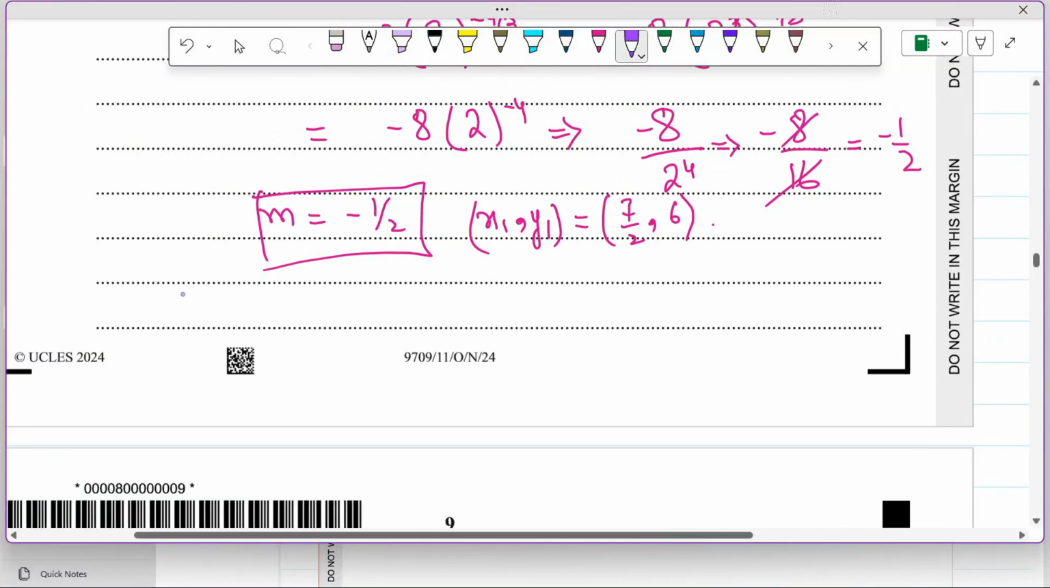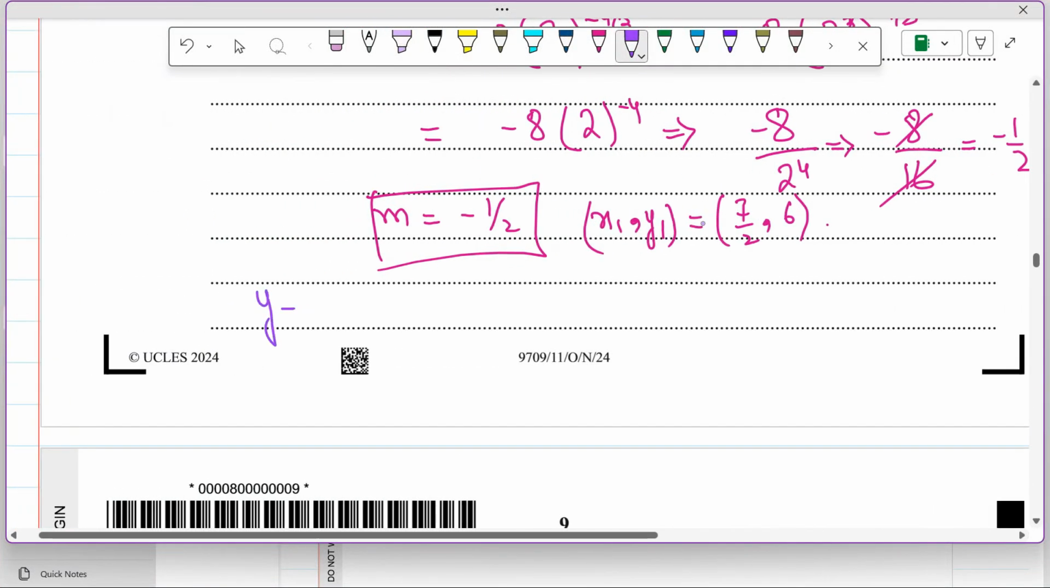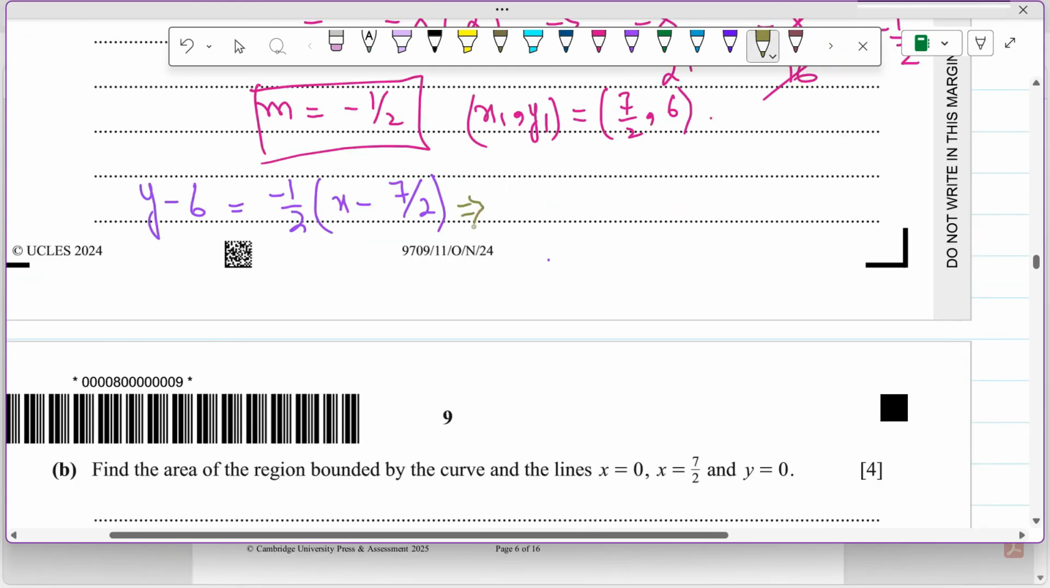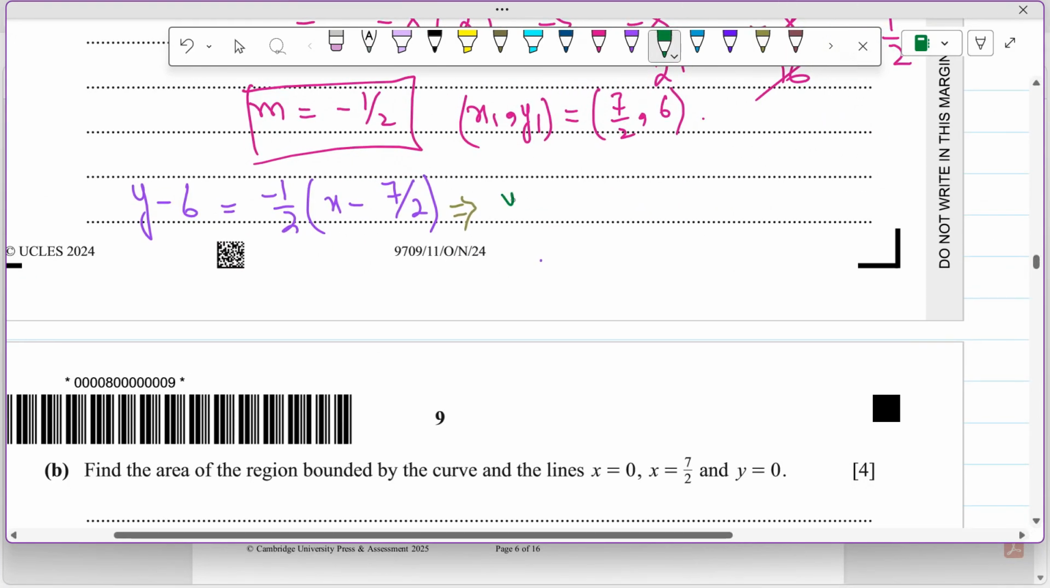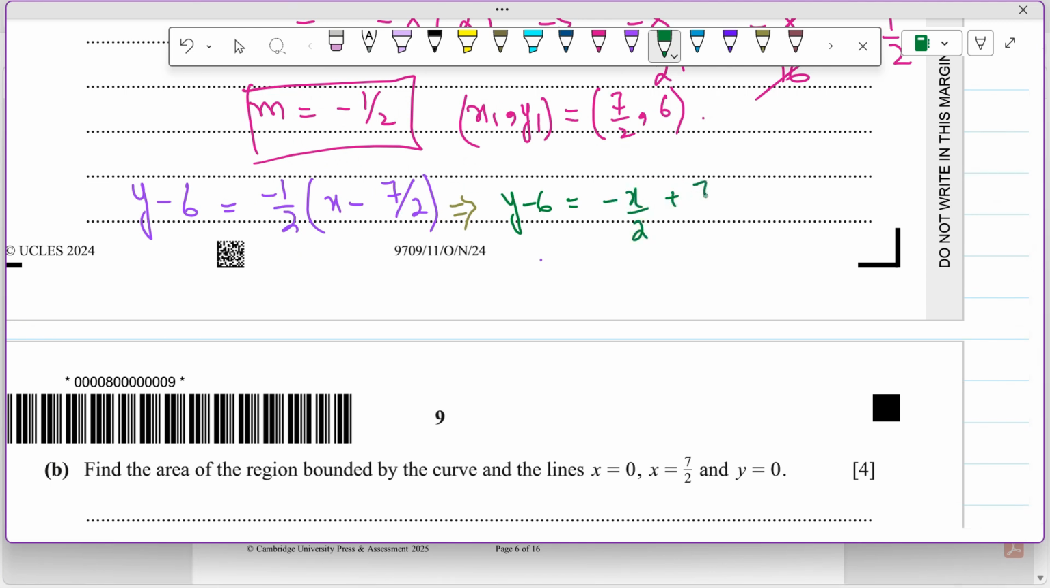So slope point form is y minus y1, which is 6, is equal to slope, which is negative 1 over 2, times x minus x1. So x minus x1, which is 7 over 2. Further solving, we will have y minus 6 is equal to negative x over 2 plus 7 over 4.